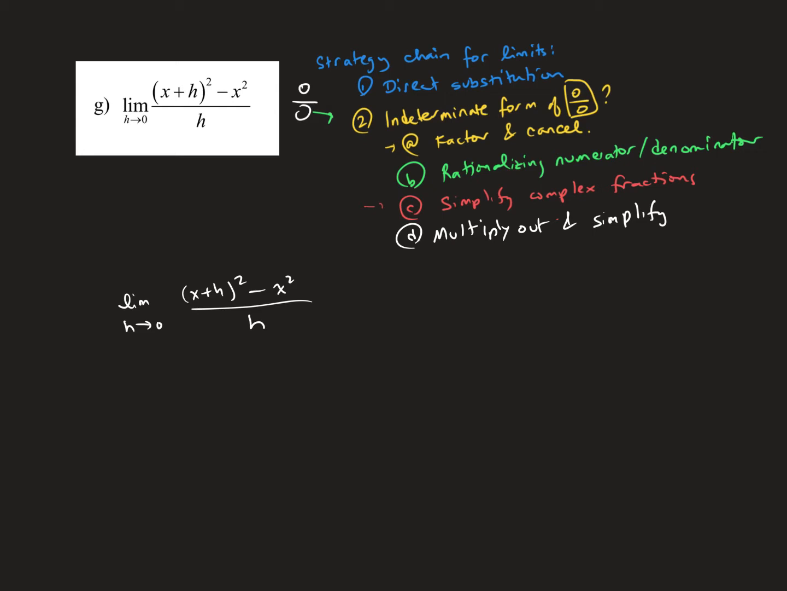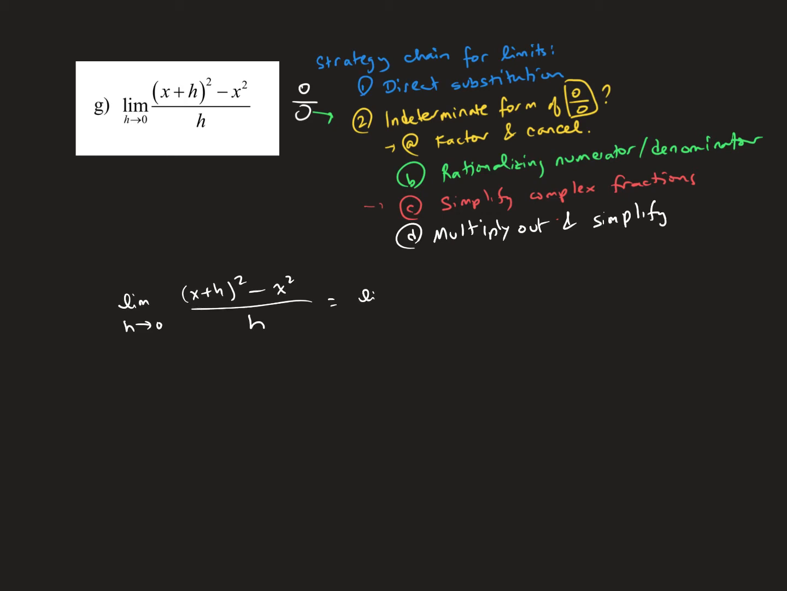Rationalizing, there's no square roots, there's no complex fractions here, but multiplying out and simplification is a strategy that you can use when the factoring isn't clear, but you know something's going to have to go away. So multiplying out and simplifying literally means what it says.